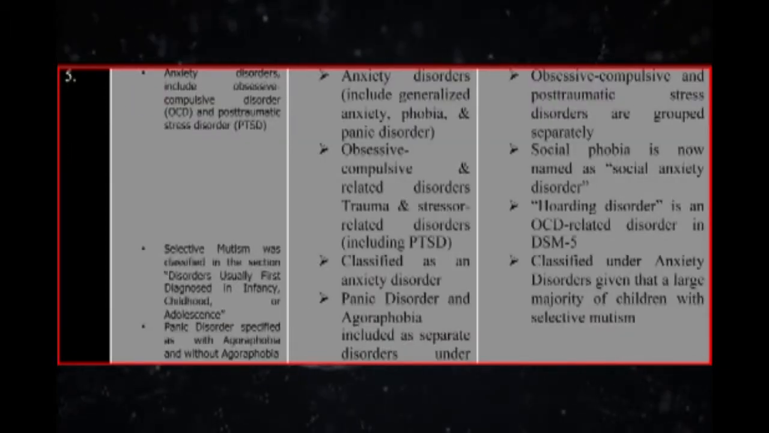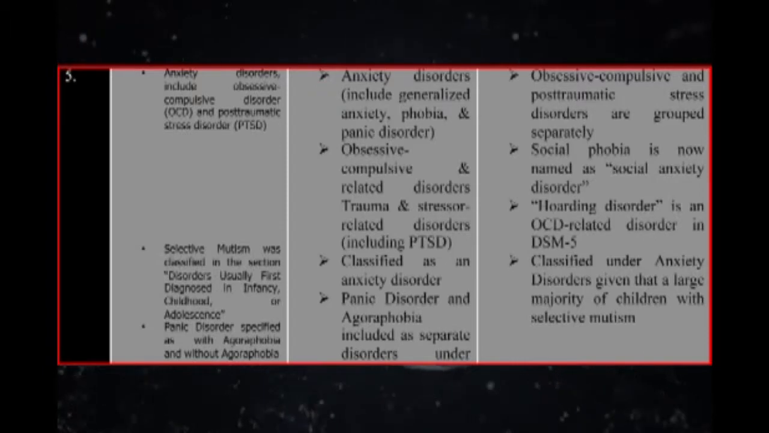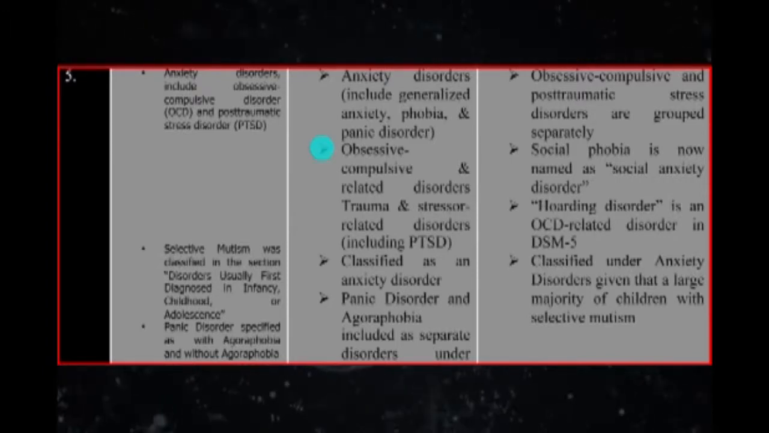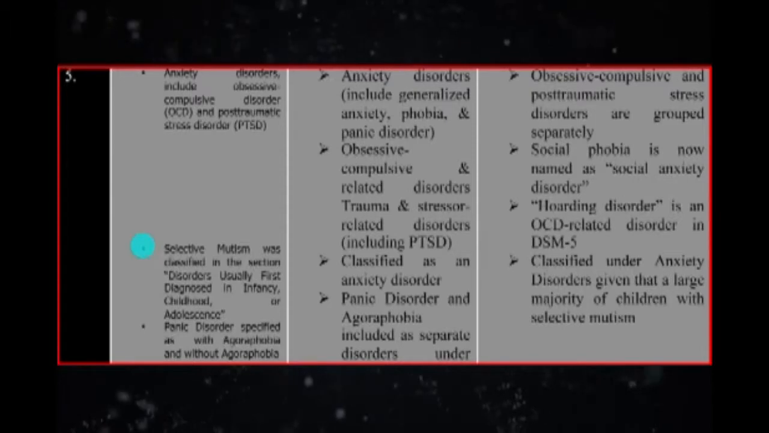Anxiety disorders included obsessive compulsive and post-traumatic stress disorder, whereas in DSM-5 anxiety disorders include GAD, generalized anxiety, phobia, panic disorder, obsessive compulsive and related disorders, trauma and stressor related disorders, which included PTSD as a part of them. Then selective mutism was discussed and classified under the section disorders usually first diagnosed in infancy, childhood and adolescence in DSM-4 TR, whereas in DSM-5 it is classified as anxiety disorder.